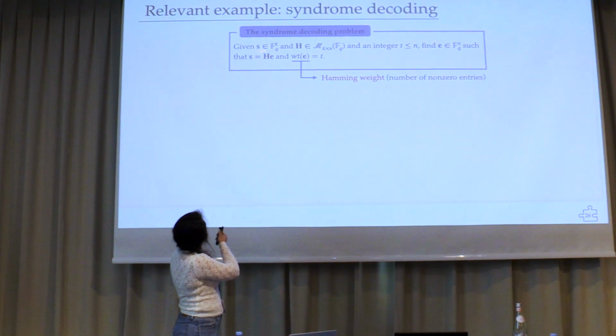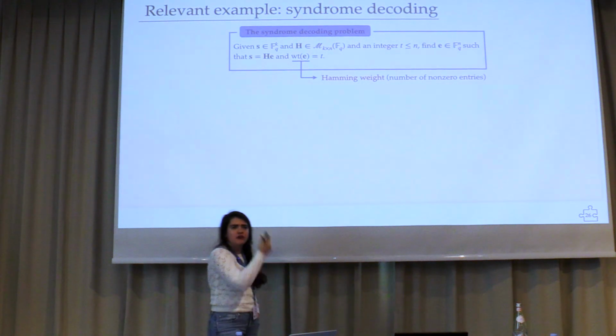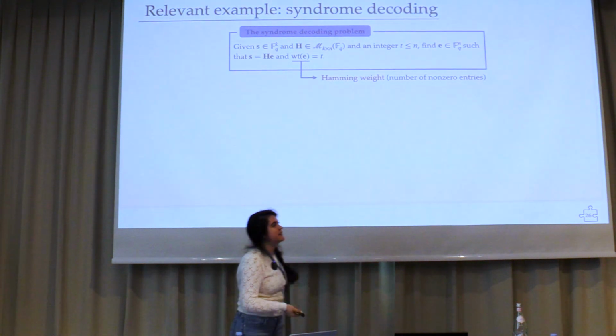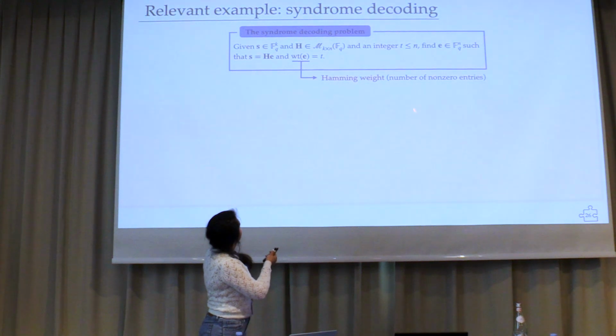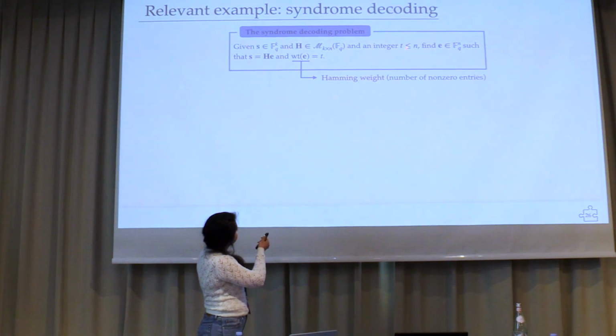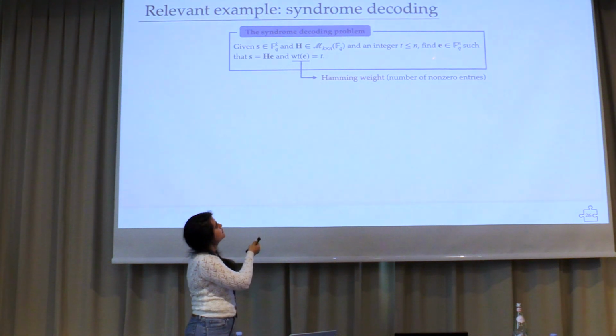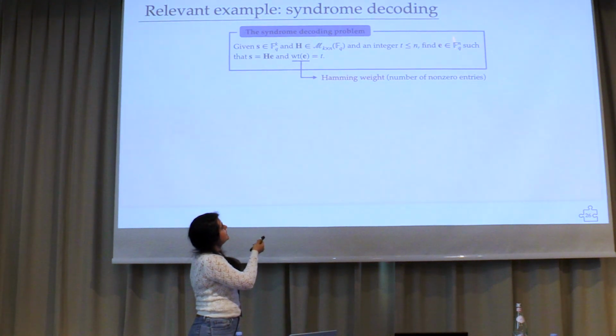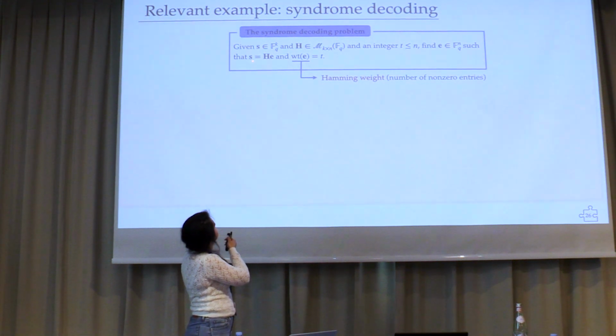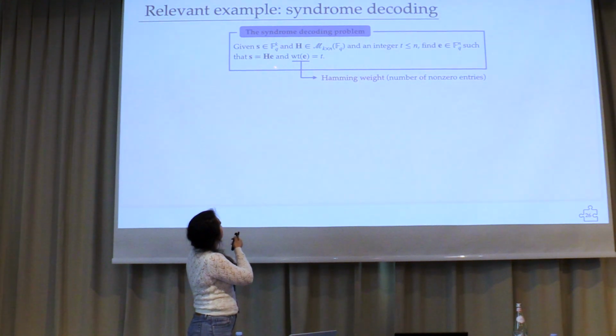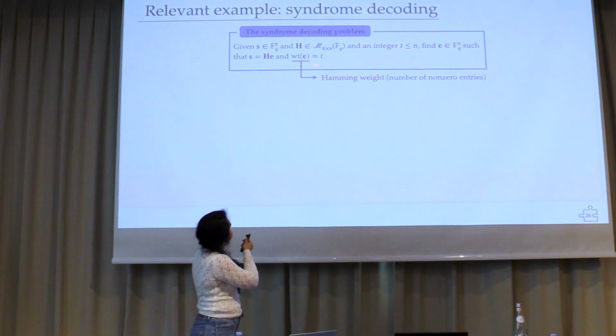And so you are given this vector s, and you're given a matrix H, a k times n matrix over a finite field, let's say over F2 most conveniently, but there are variants. And then you are given some integer t. So what does this problem ask you? It asks you to find some vector e of length n such that if you multiply H times e, you get this syndrome s, and also the weight of e is equal to t.